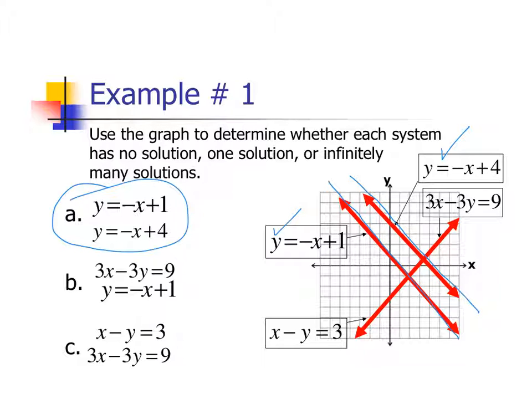First of all, the slope of each line is negative 1, because there is no number in front of the x, so that means there's an implied 1. So it is negative 1 and negative 1. They have the same slope, but this one has a y-intercept of 1, this one has a y-intercept of 4. So, same slope, different y-intercept. That means they're parallel lines, so this system is inconsistent. And an inconsistent system means there is no solution.